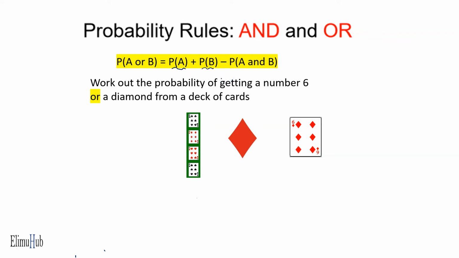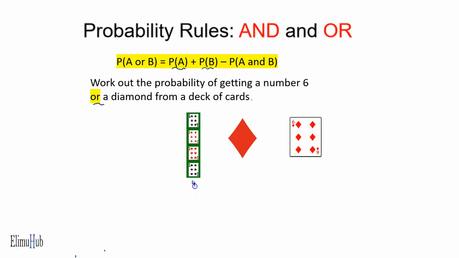So this time, let's have a look at this example. It says, work out the probability of getting a number 6 or a diamond from a deck of cards. So let's have a look at this. Number 6. Well, how many number 6 in a deck of cards?